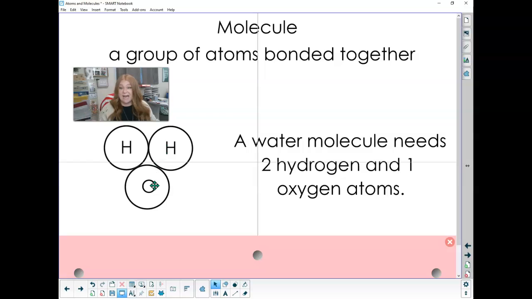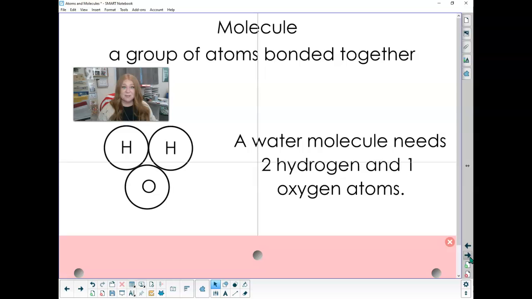They are different atoms, so not just the same type of atom. A water molecule needs 2 hydrogen and 1 oxygen atom. So they're not the same. You've got 2 different types of atoms, hydrogen and oxygen, and then they're bonded together, and that makes a molecule.